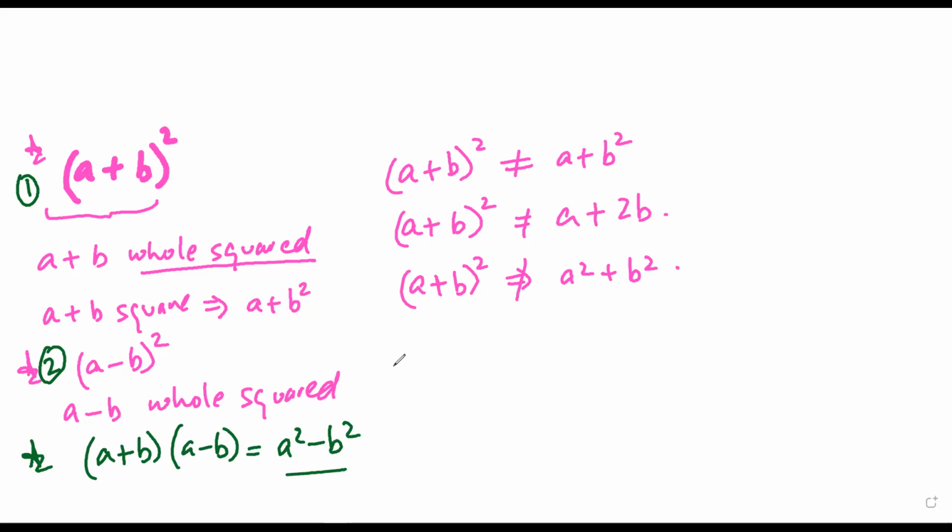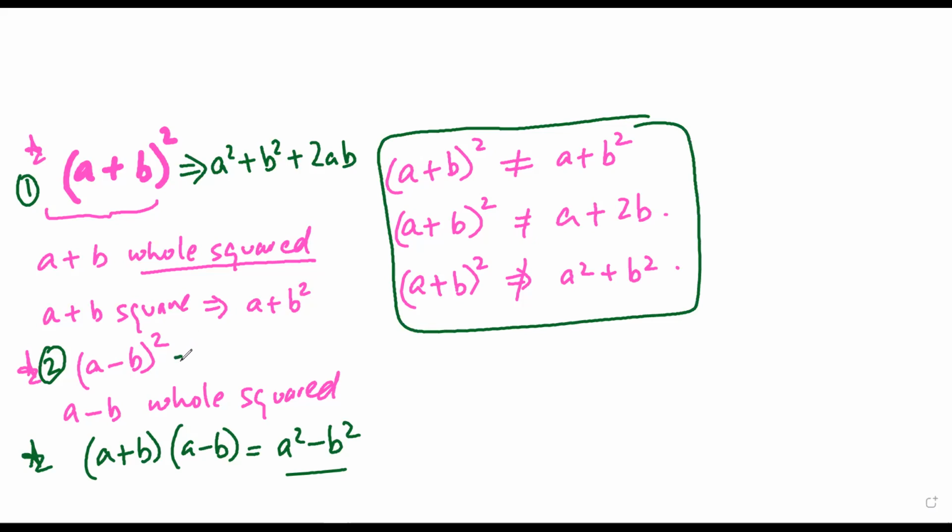Any doubt? No, sir. So this will be equal to a square plus b square plus 2ab. This would be equal to a square plus b square minus 2ab. And this is equal to a plus b into a minus b is equal to a square minus b square. Mr. Sarthak, have we understood this? Yes, sir. So we need to remember these three. These three are important. We should be very clear about these three identities.